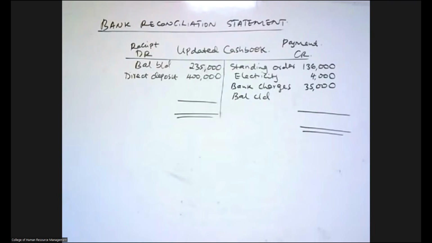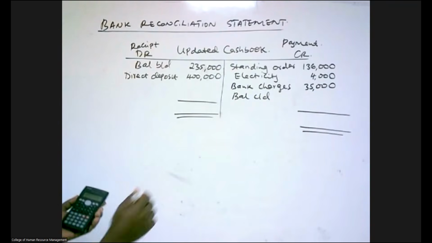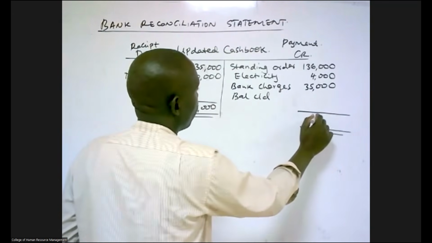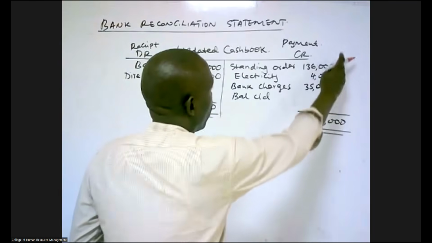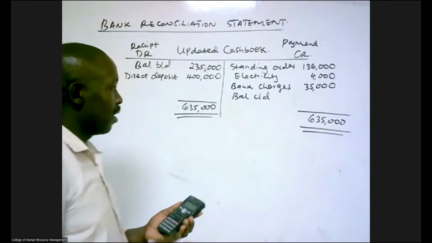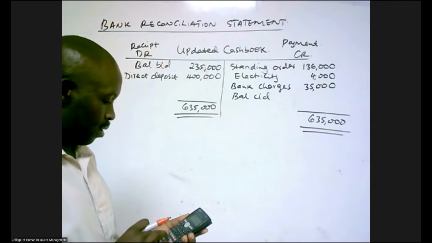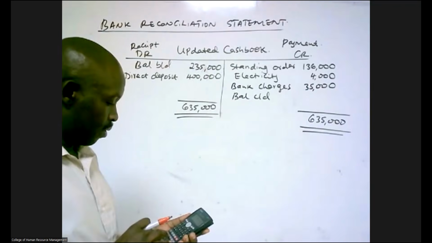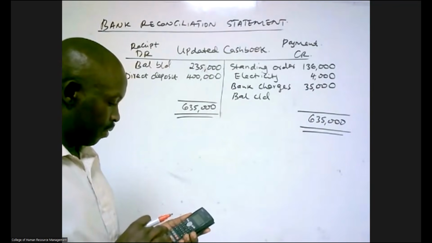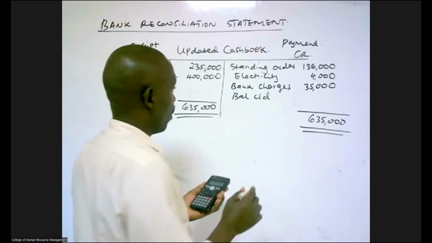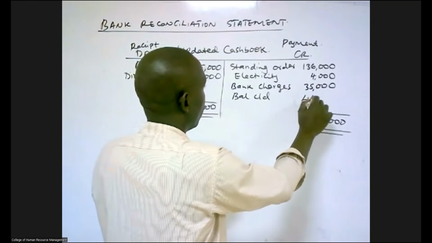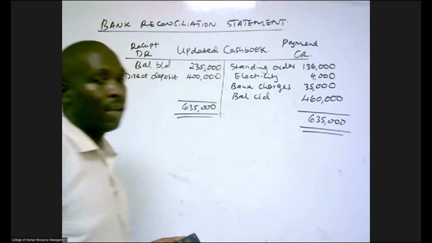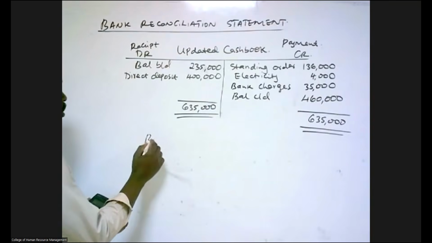So if we do that computation on the debit side, this one is going to be 635,000. So here we should also have 635,000. If we add this, the missing figure is the balance carried down. The missing figure is 60,000. The total receipts minus these payments, we get that. Then we can do our bank reconciliation statement.